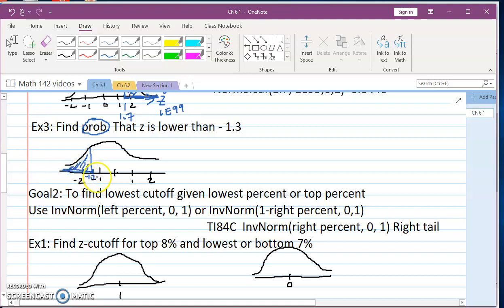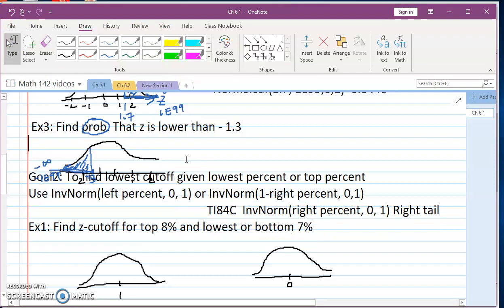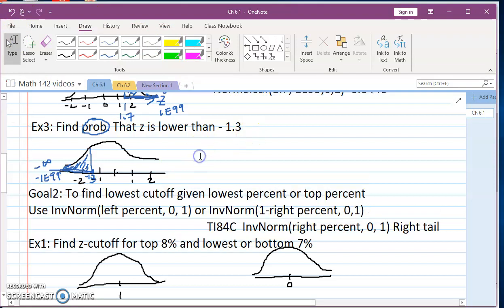So in this case, what is the lower number? It's not negative 2. The lowest that you can go, it actually goes on forever, is negative infinity, meaning negative 1e99. The upper number is actually negative 1.3. So the command to do it would be normal CDF, negative 1e99, comma, negative 1.3, 0, 1. Okay, so that's how you do it.